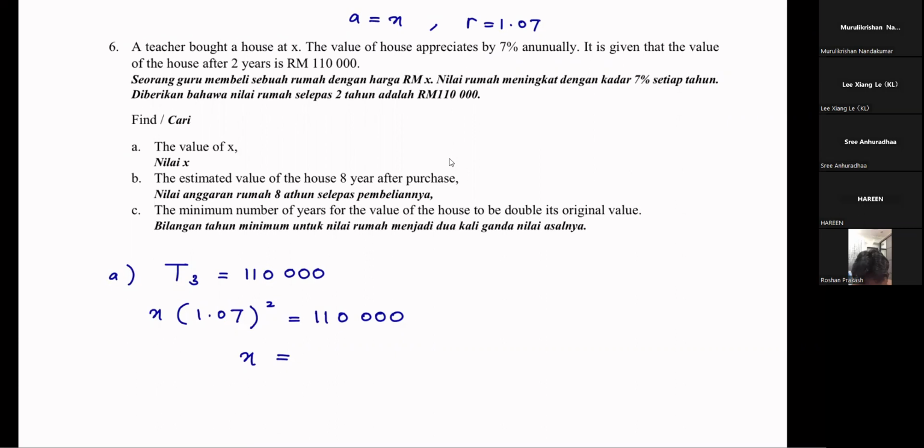96078.26. The value of the X. Okay, done. Then estimate the value of the house 8 years after purchase. 8 years after, 8 years. So T9.